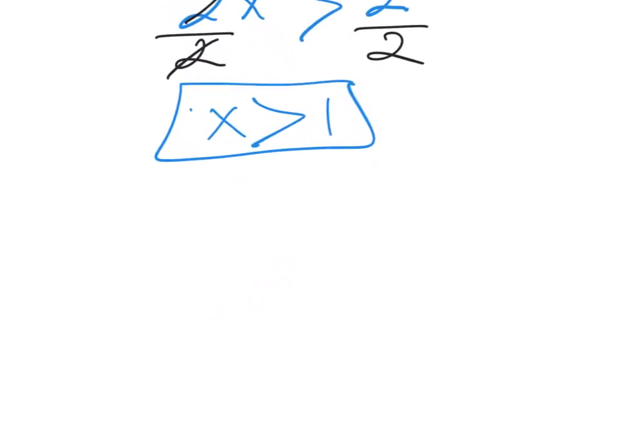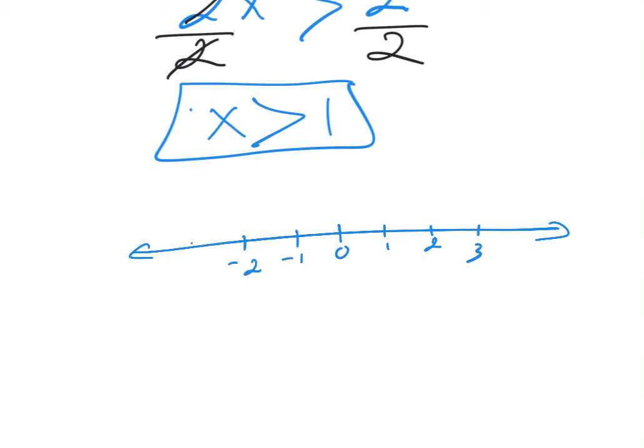Let's suppose we want to graph this inequality. Again, we have 0, 1, 2, 3, and so on. On the left side, we have the negative values: negative 1, negative 2, and negative 3. Since I have x greater than 1, that's going to be an empty circle because 1 is not included in the solution set. So we go from 1, with an empty circle, all the way to the right, to positive infinity.